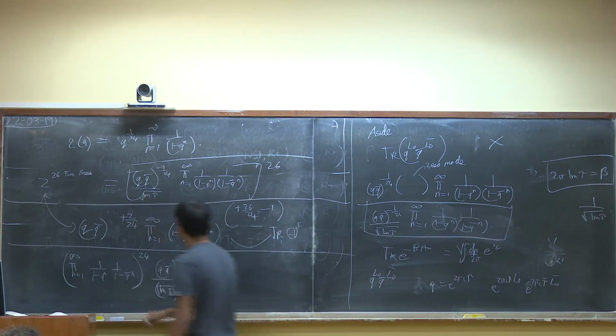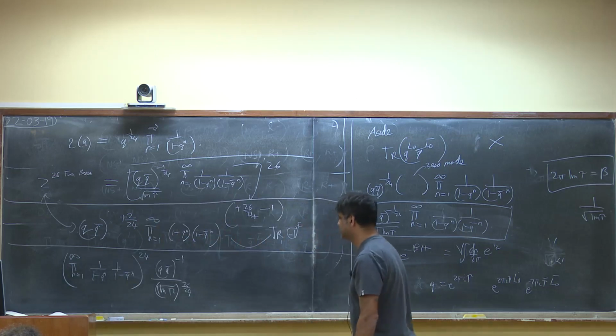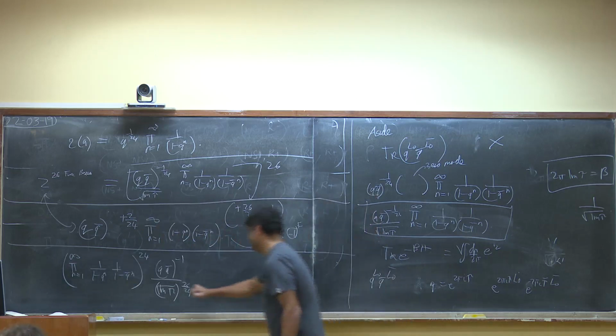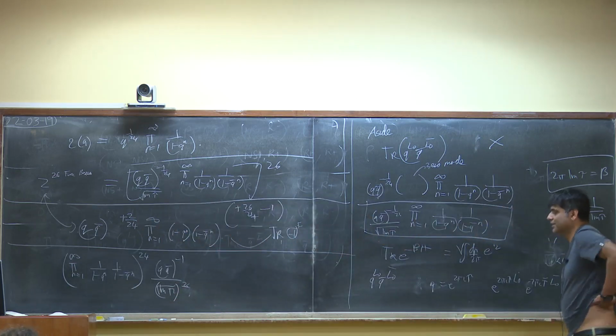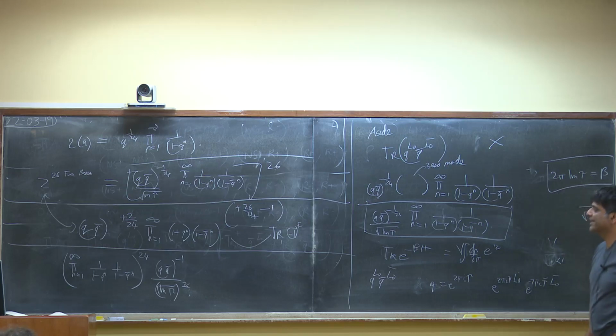Is the square root what it was to be? So then, it's just then and not. Why do you have 1 by 24? I'm sorry. Right. Thank you. Im tau to the power square root 1 over square root im tau to the power 26.